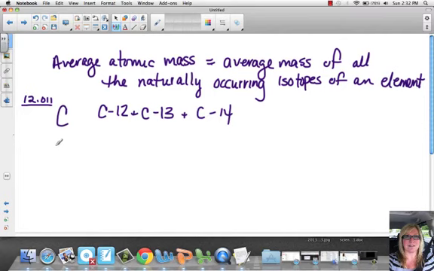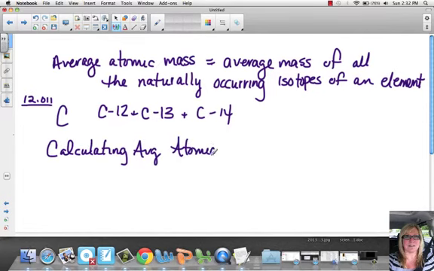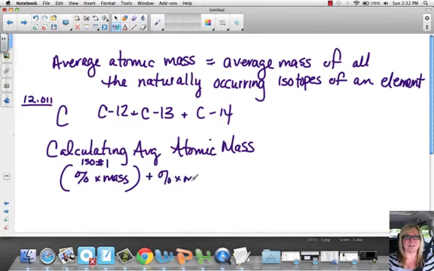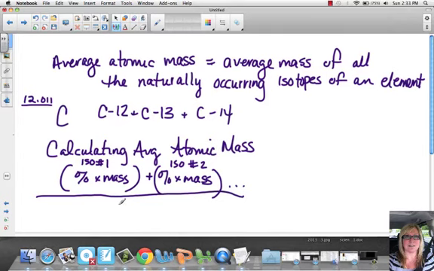Remember how we calculate average atomic mass. The easiest way is to take the percent abundance times the mass of the first isotope, isotope number 1, plus the percent times the mass of isotope number 2. And you can keep doing this, dot dot dot, for however many isotopes there are, and then you divide the whole thing by 100 to get rid of the percent.